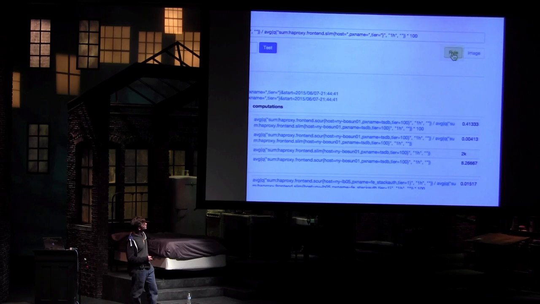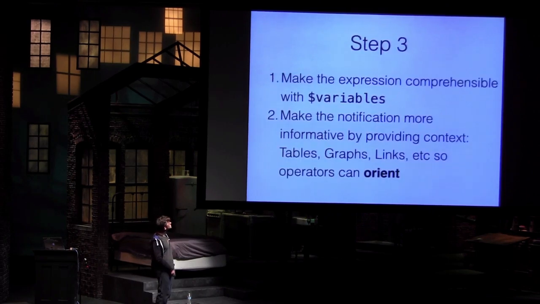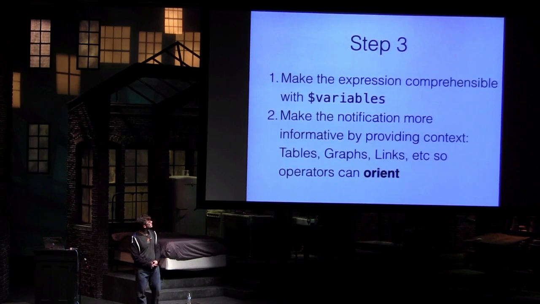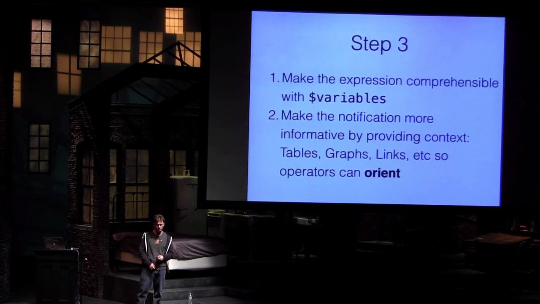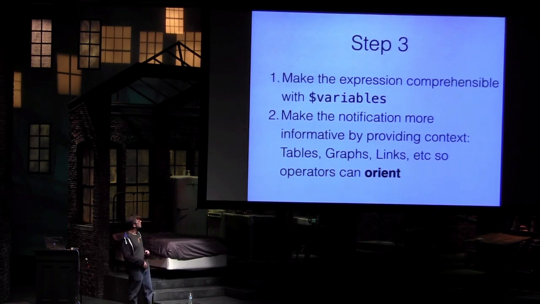So the next thing we do is we go to the rule page. And this lets us use variables, and I use the term variables kind of loosely because it's basically text replacement. It's essentially macros. That's going to make it more comprehensible. And then this is also where we're going to start to build a notification, where we're going to start to make something that's going to look good to the operators and hopefully provide the context they need.